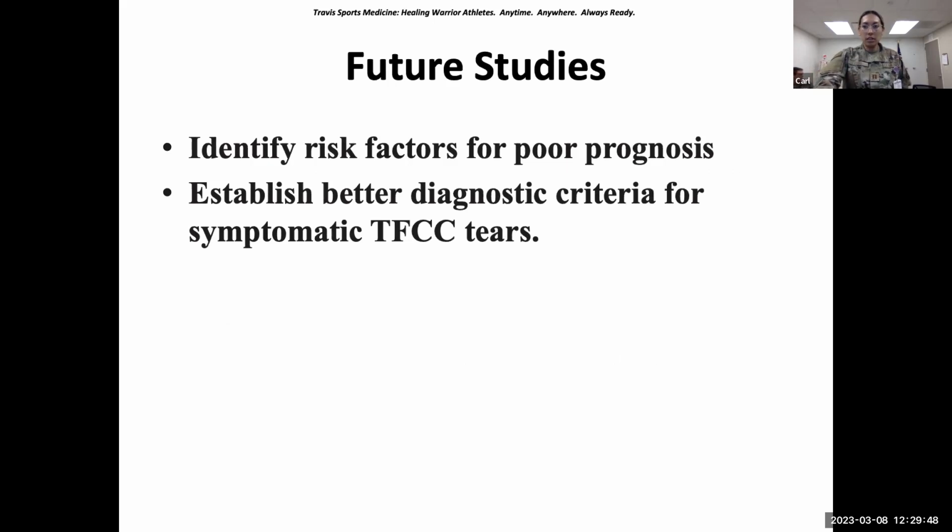This study does lead us to future studies that we can look into. So identifying risk factors for poor prognosis. This can help avoid unnecessary delay in surgical referral. And then just having a better diagnostic criteria for symptomatic TFCC tears could be beneficial.